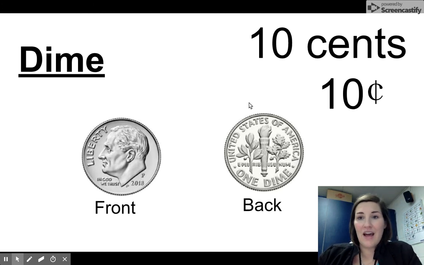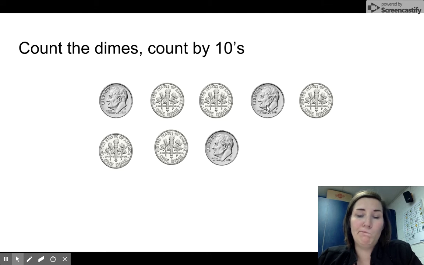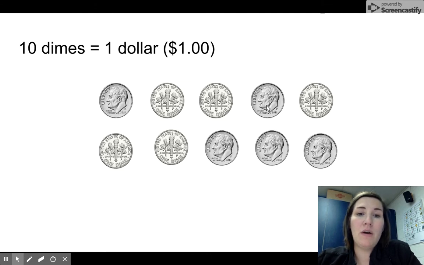Then moving on to dimes. Dimes are each 10 cents. So again, I can count by tens, 10, 20, 30, 40, and so on. So think about how many dimes I might need to make a dollar or 100 cents. Well, thinking about that, 10 groups of 10 would be 100, so I would need 10 dimes to make 100 cents or $1. 10, 20, 30, 40, 50, 60, 70, 80, 90, 100.